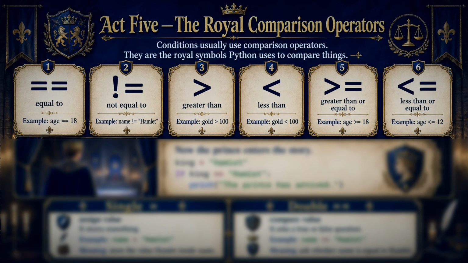Greater than means one value is bigger than another. Example: gold > 100. Less than means one value is smaller than another. Example: gold < 100. Greater than or equal to means bigger than or exactly the same. Example: age >= 18. Less than or equal to means smaller than or exactly the same. Example: age <= 12.